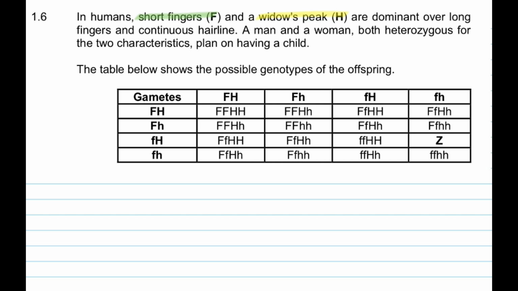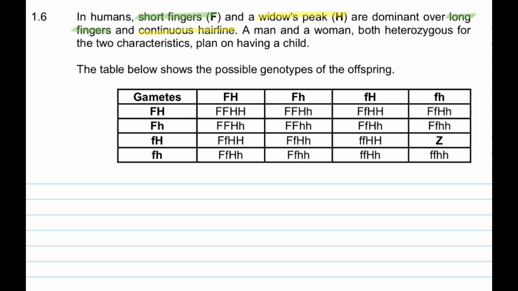They say in humans, short fingers and a widow's peak are dominant over long fingers and a continuous hairline. That is why we are highlighting here. So we're going with short fingers and long fingers. That's our one characteristic. And our other characteristic is the widow's peak or the continuous hairline. And they've now told us which ones are dominant and which ones are recessive. Now they're saying a man and a woman, both heterozygous for the two characteristics, plan on having a child. And then they give us the Punnett diagram.